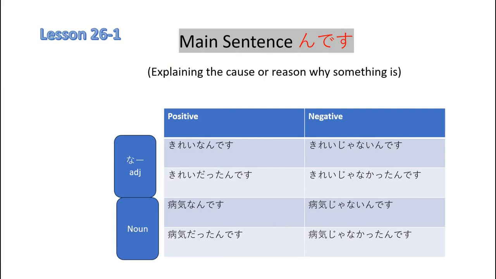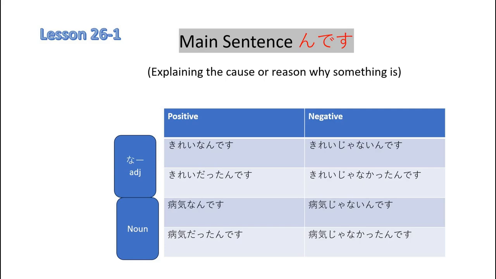Next are the examples with na adjective and noun. So for example, a na adjective kirei. It will be kirei na n desu, kirei janai n desu, kirei datta n desu, and kirei janakatta n desu. For a noun, for example, byouki. For nouns also we will add na: byouki na n desu, byouki janai n desu, byouki datta n desu, and byouki janakatta n desu.